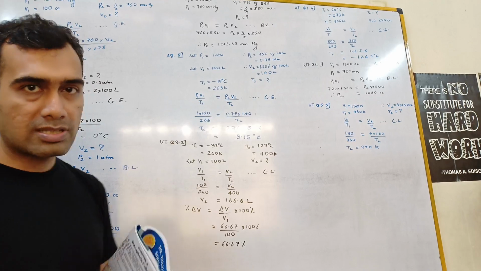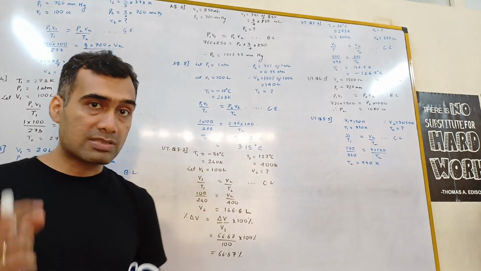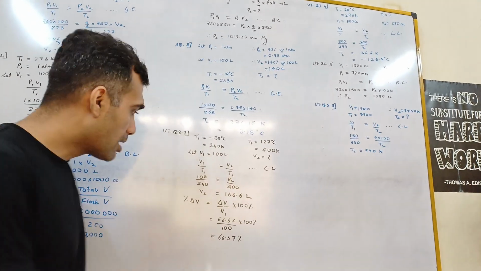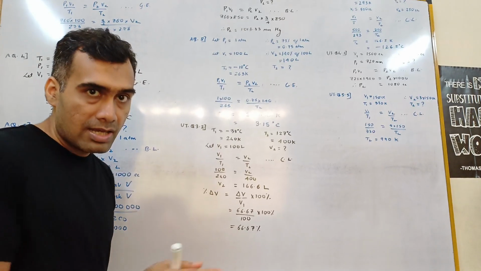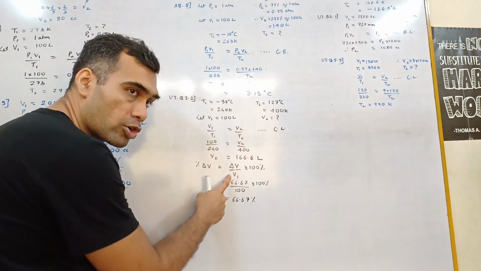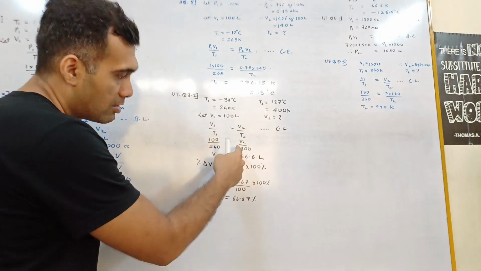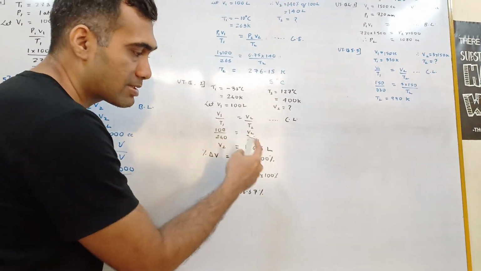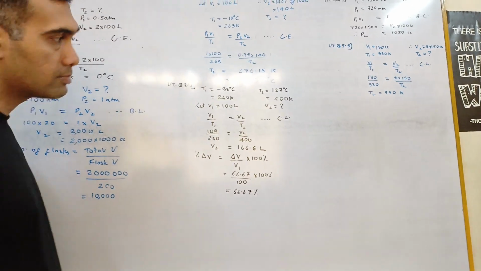That's not the actual volume, it's an assumed volume, but that's okay because now I have to find the percentage increase. The percentage increase in anything is the increase or decrease, the change in volume upon the original volume into 100%, which comes out to be 66.67 percentage increase in volume.